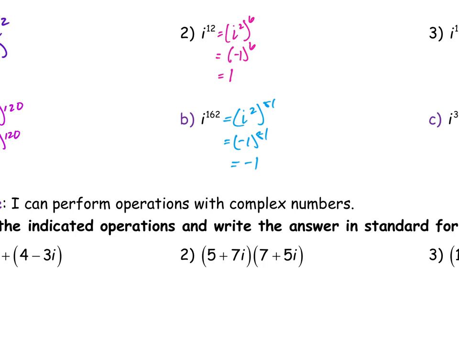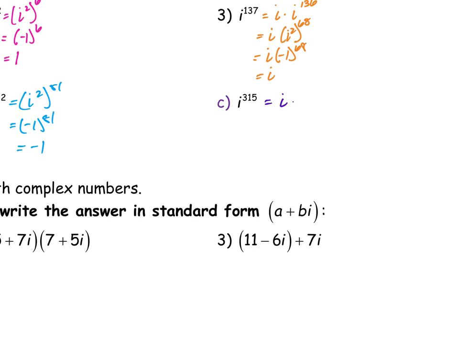And then on C, I have an odd exponent, so I have to pull an i out so I can get an even exponent, 314th. Which is going to be i times i squared to the 157th, which is i times negative 1 to the 157th, or negative i. Because negative 1 to the 157th is negative 1, right?